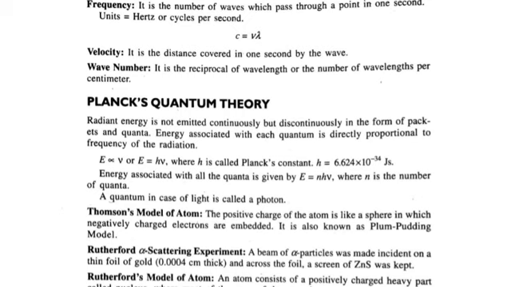Wave number, if I talk about it, is the reciprocal of wavelength, or the number of wavelengths per centimeter. That is called wave number. Okay, so these were the wave theory ingredients.